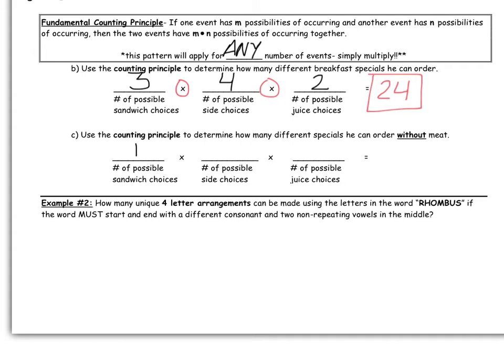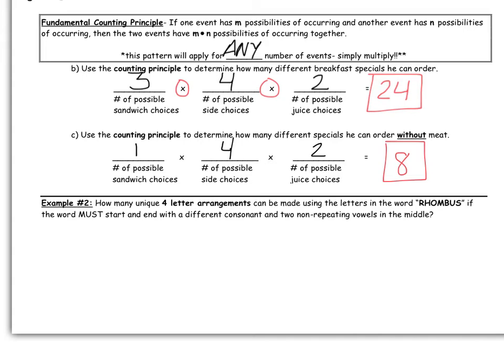The number of possible side choices didn't change, that's 2, nor did the number of possible juices, so that would be 2. So what we're going to do is multiply 1 times 4 times 2, and we get 8. So 8 is the total number of possibilities that he can order without meat. And that's it. That's the counting principle. Let's see how it works with another type of example.